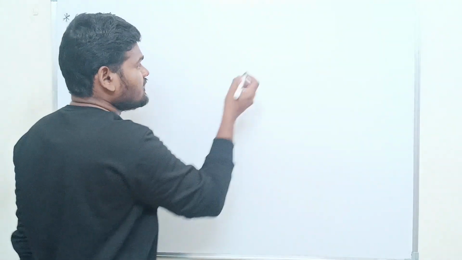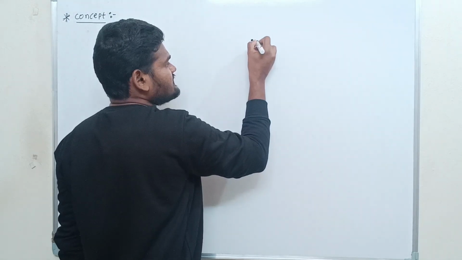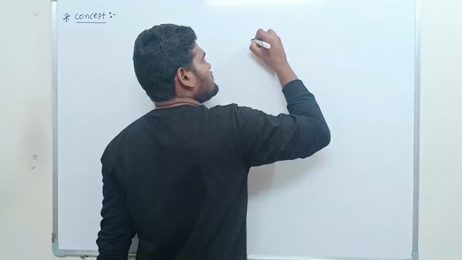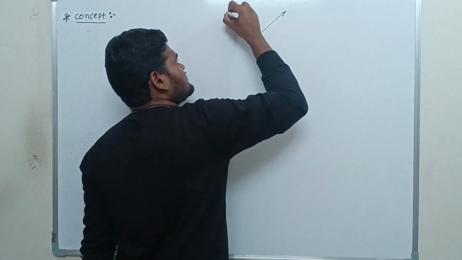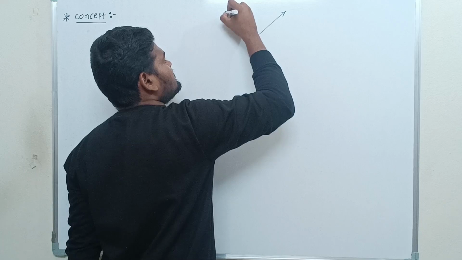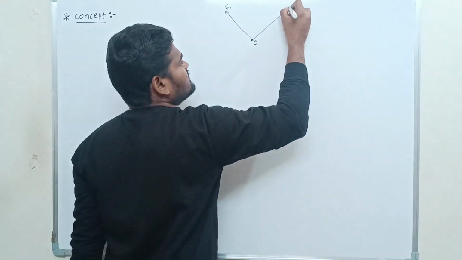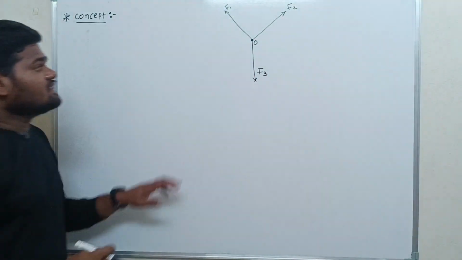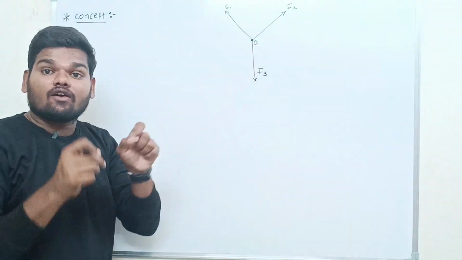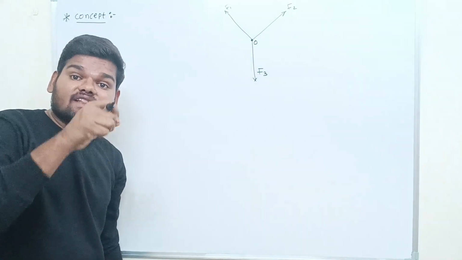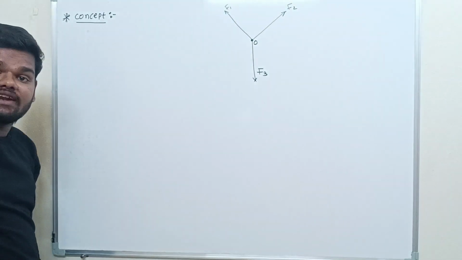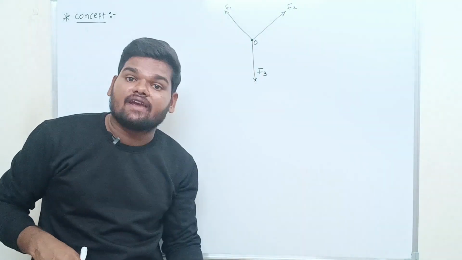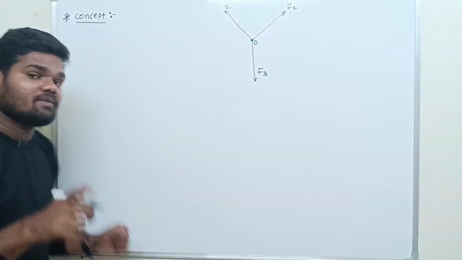Have a look. Here I am taking one point. Let us consider this point as O. O is a point. Now on this point O, three forces, let us consider this is F1, this is F2 and this is F3 force. These three forces are acting on this particle or point to keep that point in equilibrium.